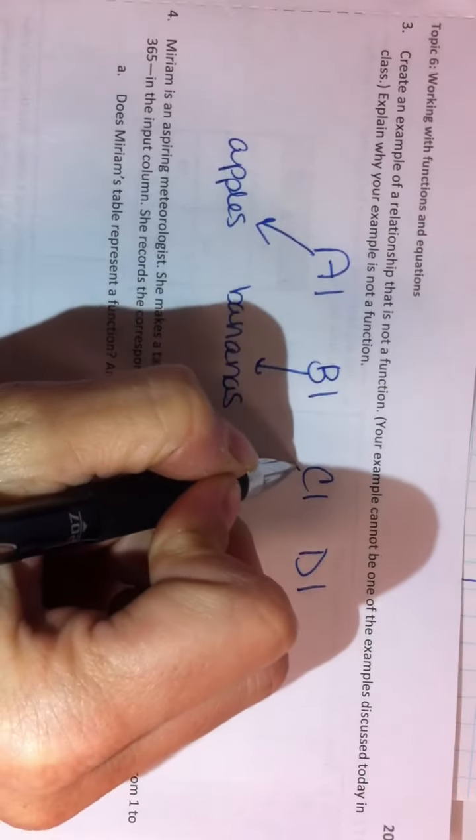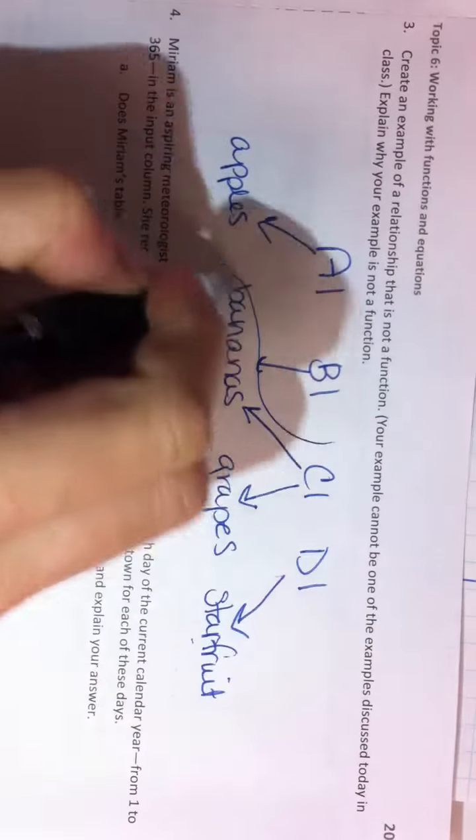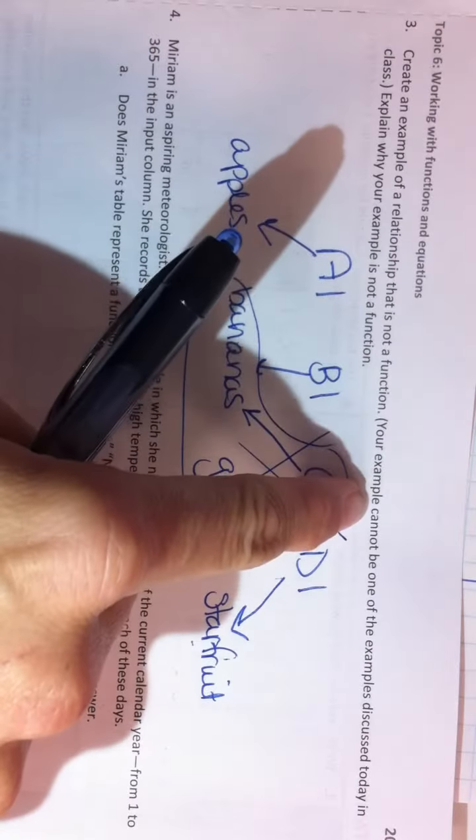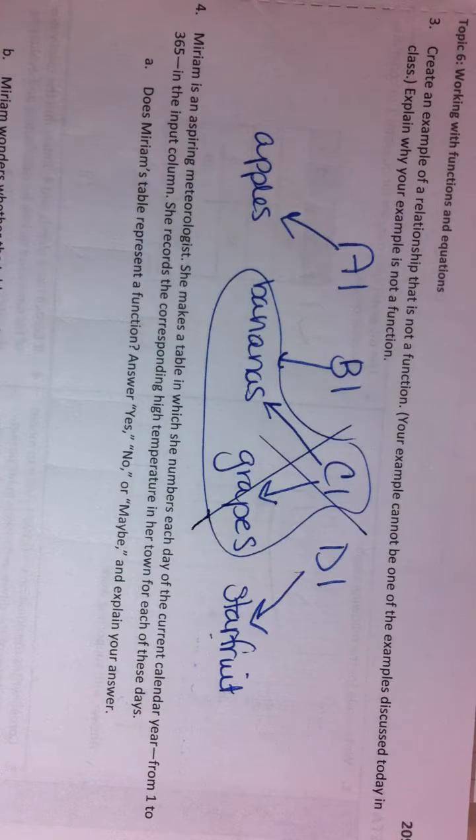So let's say that B1 is bananas, A1 is apples. When I hit C1, I could either get bananas or grapes, and D1 I'm going to get star fruit. Here's where the machine breaks. If I hit C1, I don't know if I'm going to get bananas or grapes out of this machine. And so that is not a functioning machine.